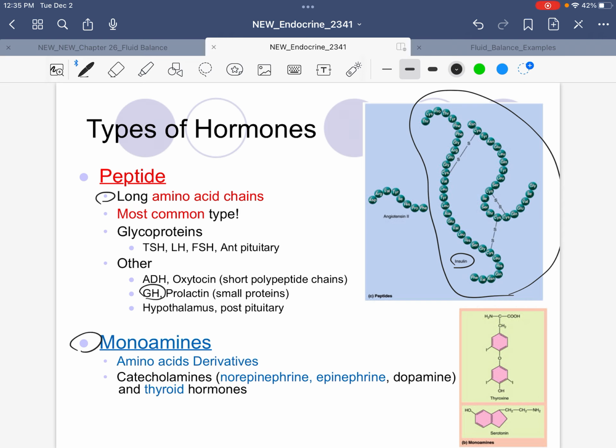Then there's a second category called monoamines. They're amino acid derivatives. So it's not just the amino acid chain. They're chemicals that are derived from amino acid. We have epinephrine, norepinephrine, and the thyroid hormones. Just memorization, folks. Most hormones are peptide, long amino acid chains. Some hormones are monoamine. They're derived from amino acids, but as you can see from this picture, they look very different. Epinephrine, norepinephrine, and thyroid.